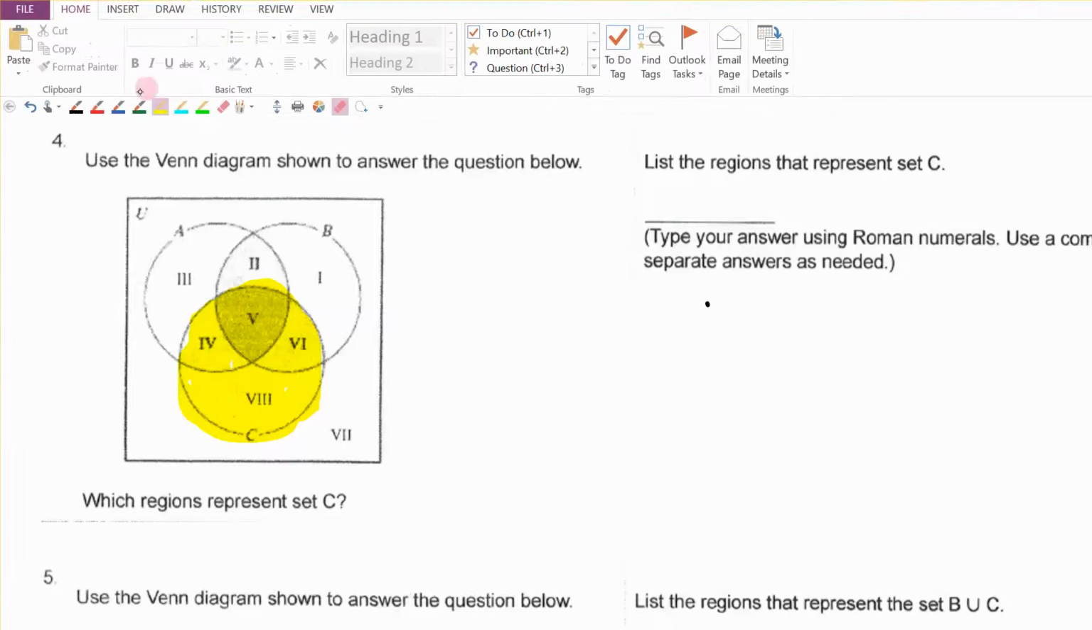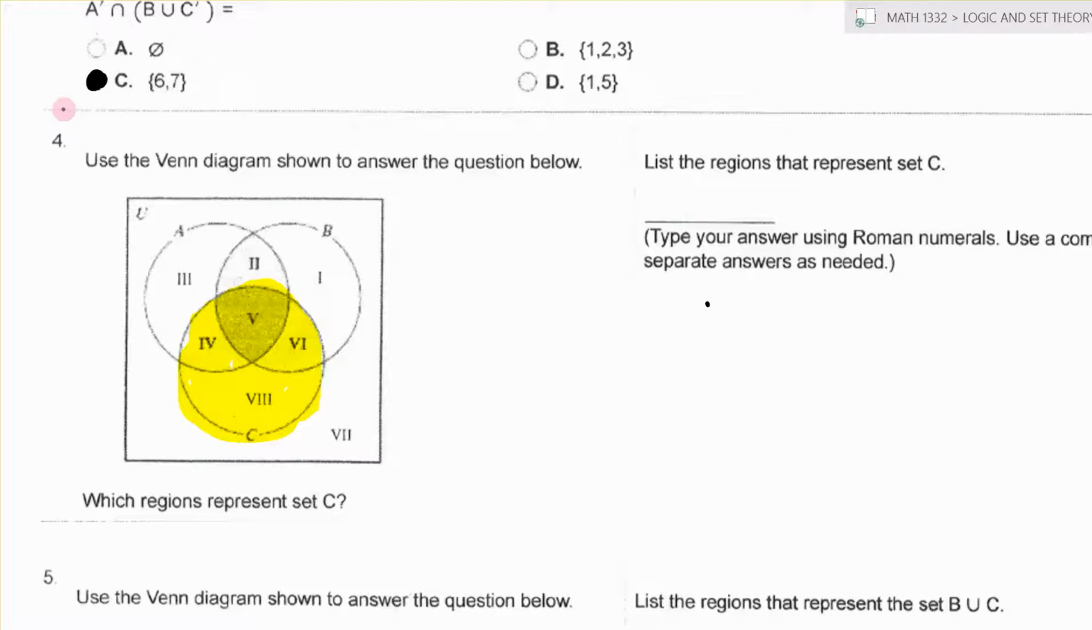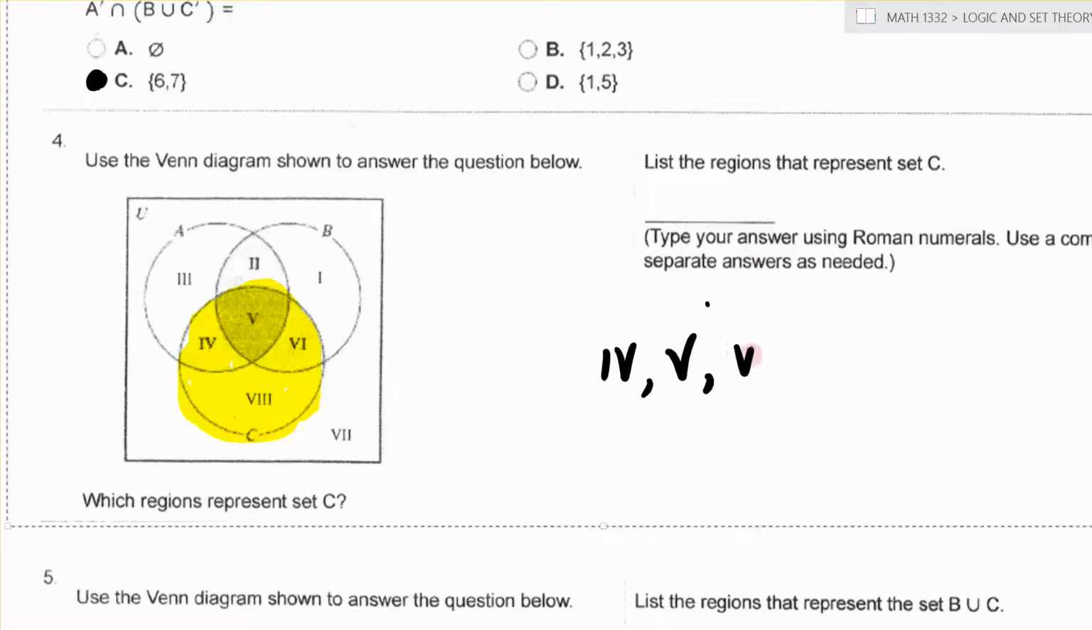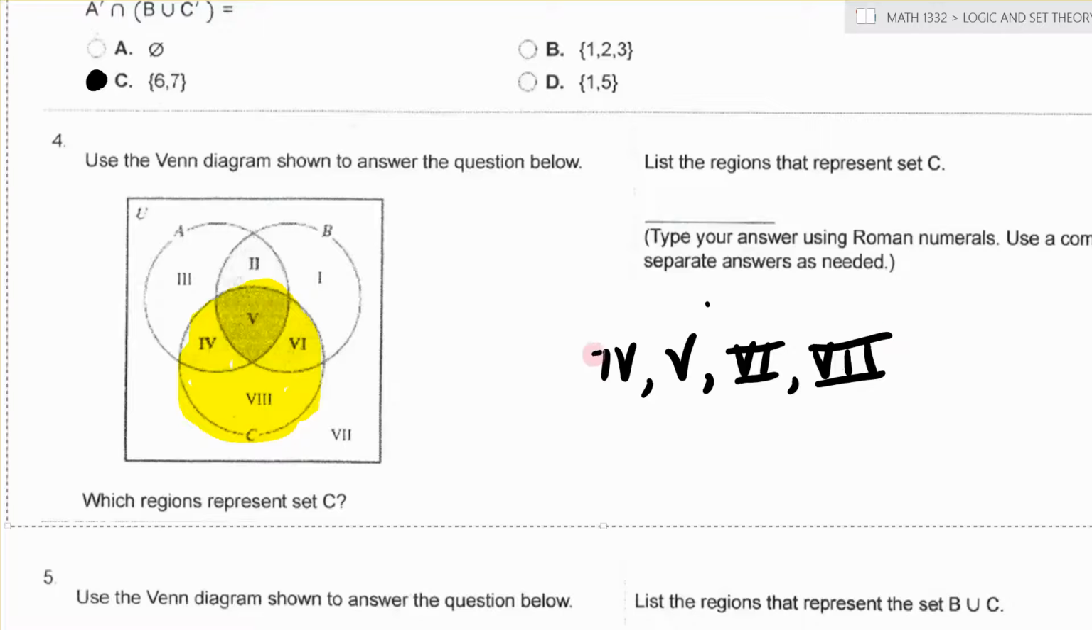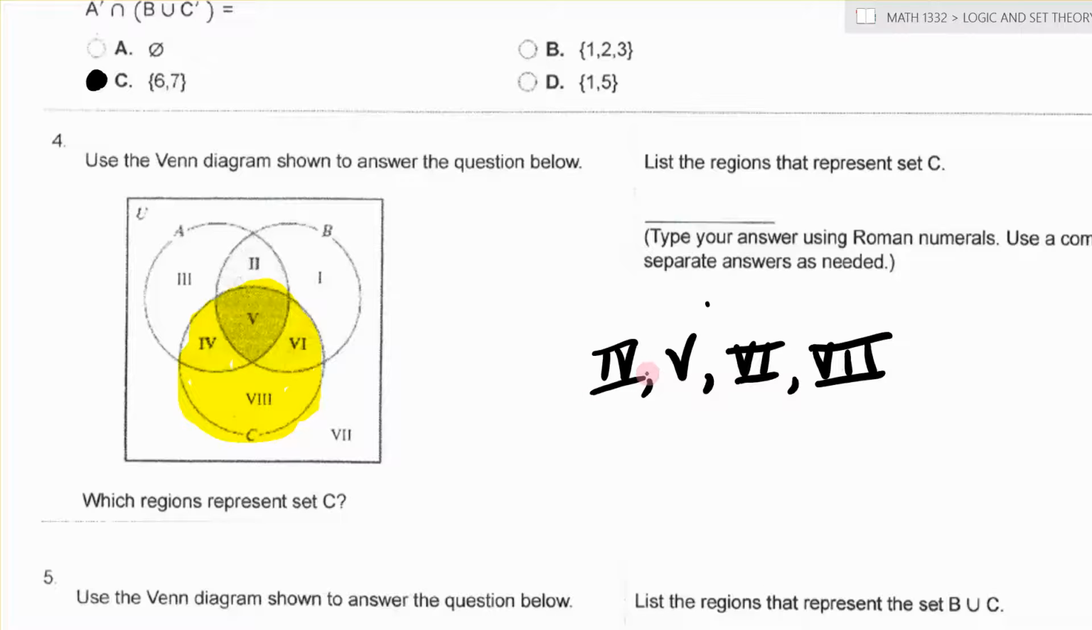And which regions represent it? I would say, and I think you can do these in any order, they are 4, 5, I almost wrote an Arabic numeral there, 6, and 7. Sometimes I cross those and sometimes I don't. That's pretty common. But let's see, represent C.